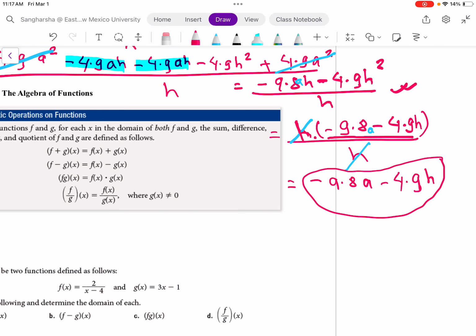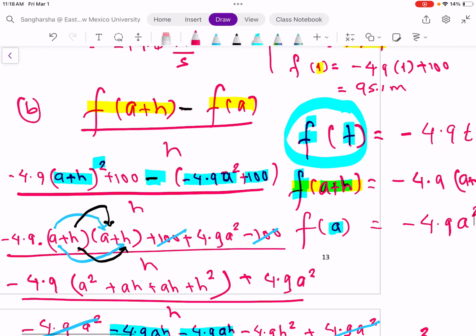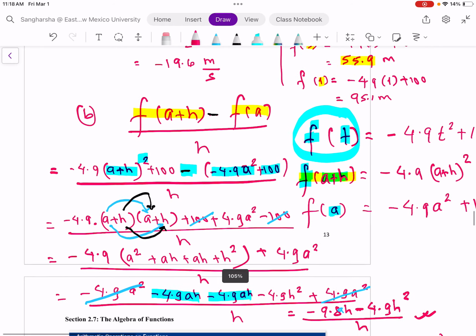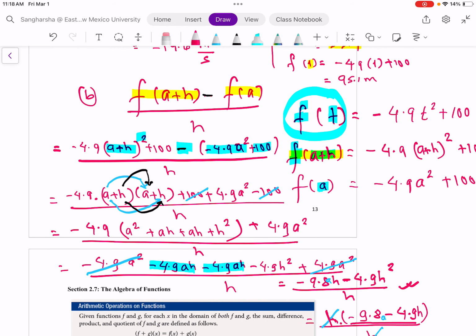Every time you are asked to find the difference quotient, you are finding this expression: f of a plus h minus f of a, divided by h. This is what you have to find every time. So let me know if you have any question from this section or this specific example, section 2.6. Questions from your homework? I think I might need to update the deadline for your homework, so I will just change that.